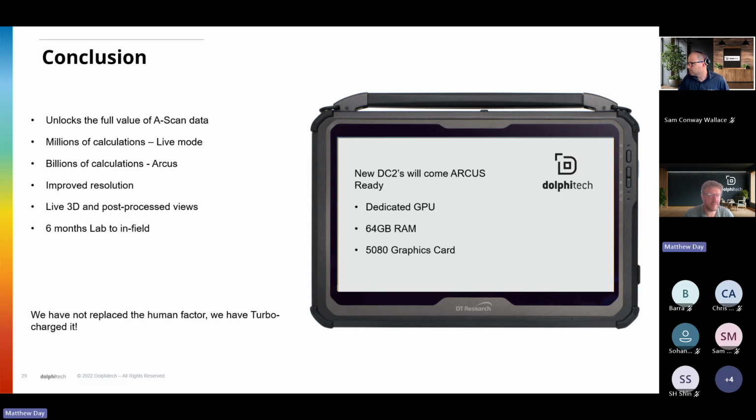We've been 6 months in the making of this version of ARCUS. We originally started in a lab, and now when the software is due for release in the next couple of weeks, it will be an in-field device. So how have we achieved that? Our equipment will be spec'd in order to be able to manage it in the future. So we'll have dedicated GPUs, 64 gigabytes of RAM, and a 5080 graphics card as well.